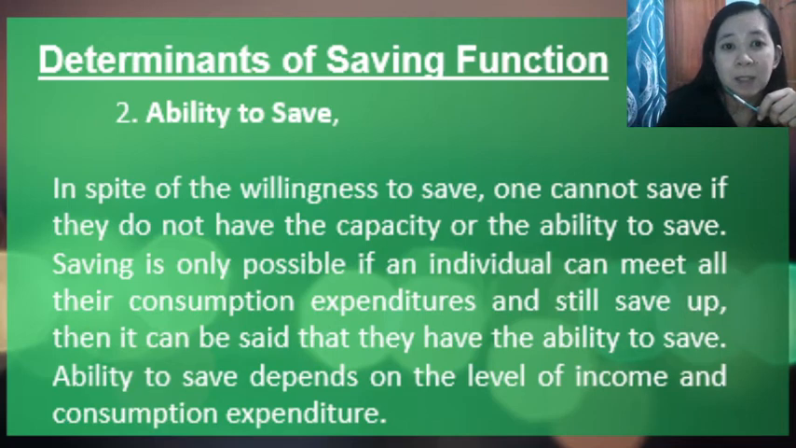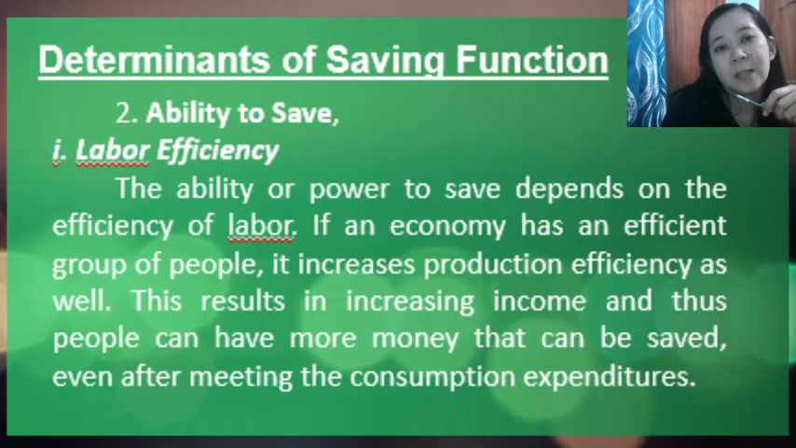Saving is only possible if an individual can meet all of their consumption expenditures and still have some left from his or her income for savings. So the ability to save depends on the level of income and consumption expenditure. The ability to save is also affected by these factors. Number one is labor efficiency. The ability or power to save depends on the labor efficiency.